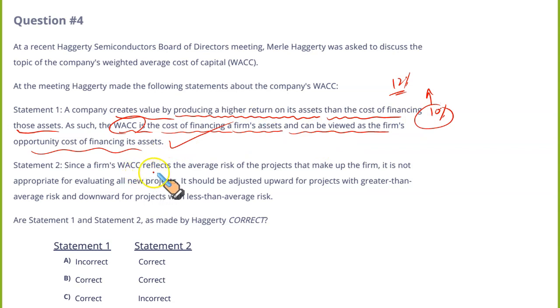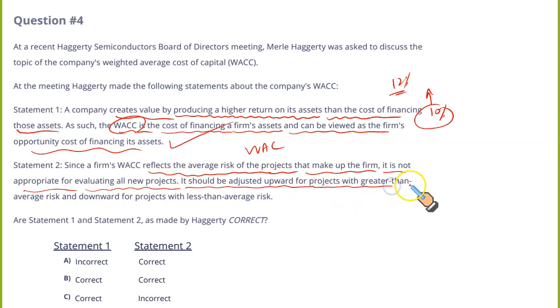Since the firm's weighted average cost of capital reflects the average risk of the projects that make up the firm, it is not appropriate for evaluating all new projects. Since weighted average cost of capital is an aggregate for the whole firm, it is not appropriate for evaluating all new projects. It should be adjusted upward for the projects with greater than average risk, absolutely makes sense, and downward for the projects with less than average risk.